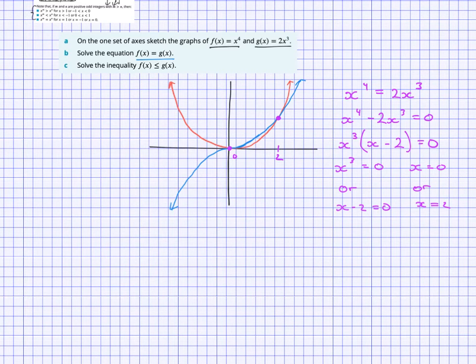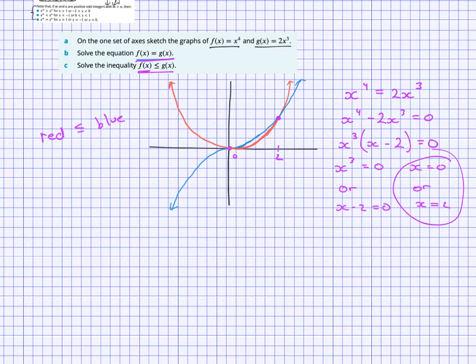All right, so it says to solve the equation, which we've just done. I've got x equals 0 or x equals 2. Then it says to solve the inequality f of x is less than or equal to g of x. Now this is where notation is all important. So we are looking for the part where f of x, which is the red one, is less than the blue. You can see here that the red one is less than the blue in that section there.